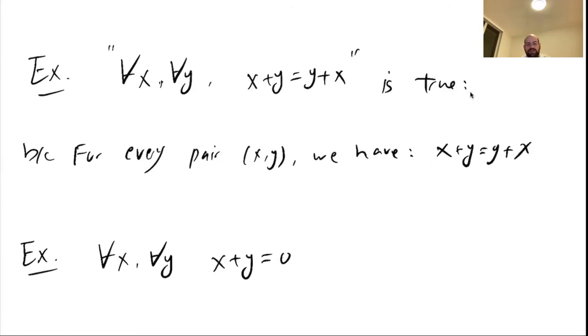Now another example, let's say for each x, for each y, x plus y equals 0. But what about this one? Can I say that for any pair x and y, x plus y is equal to 0? The answer is obviously no, right? There are so many different pairs of x and y where x plus y is not 0. For example, 2 plus 5 is 7, which is not 0. So this one is false.